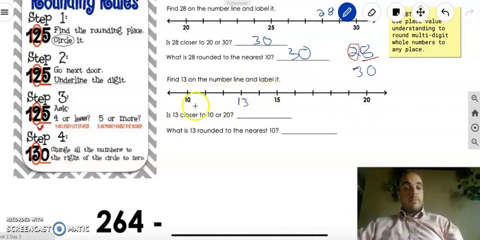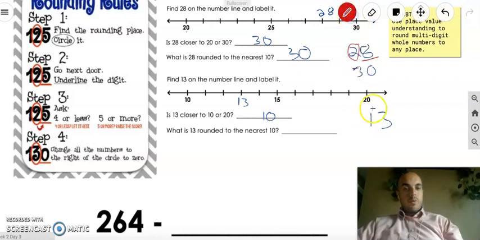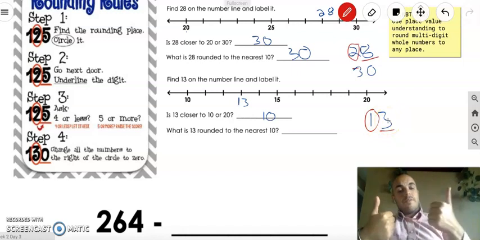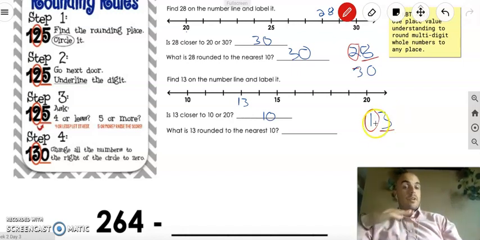Is it closer to 10 or 20? Just looking at this very simply, I don't have to count necessarily, but I could if I want to. This is much closer to 10. So what is 13 rounded to the nearest 10? Let's try it. So I have 13 here. I'm going to circle the tens place because that's what I'm rounding to. I'm going to look next door, my ones place, and look at this 3. Is this 3 4 or less or 5 or more? I know that 3 is 4 or less, so I'm going to let this 1 rest. It's going to stay the same. It's going to be a 1.